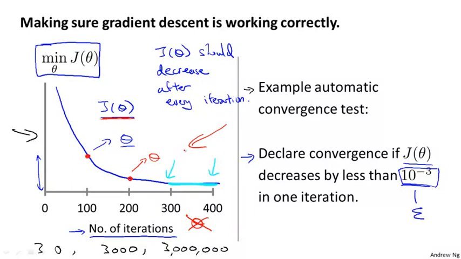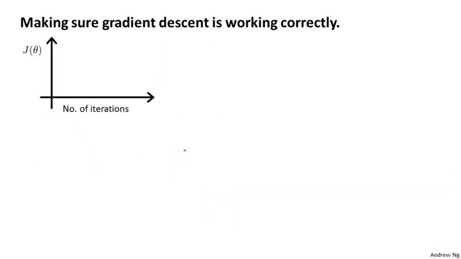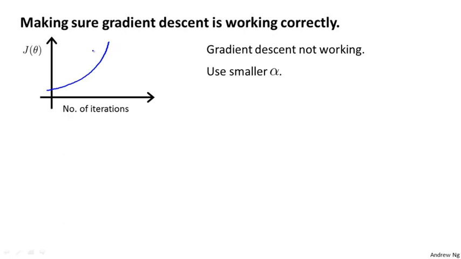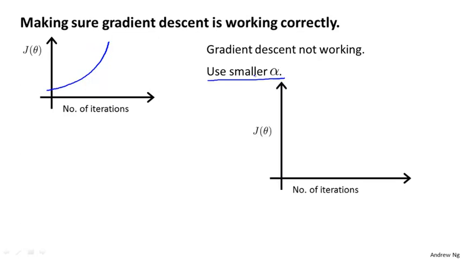Looking at this sort of figure can also give you an advance warning if maybe gradient descent is not working correctly. Concretely, if you plot j of theta as a function of the number of iterations, and you see a figure like this where j of theta is actually increasing, then that gives you a clear sign that gradient descent is not working. And a figure like this usually means that you should be using a smaller learning rate alpha. If j of theta is actually increasing, the most common cause for that is if you're maybe trying to minimize a function that maybe looks like this.